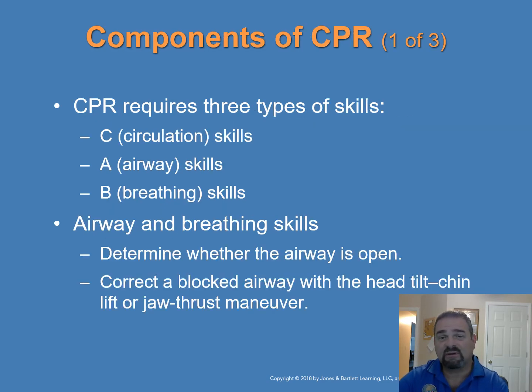All right, so CPR requires 3 types of skills: C for circulation, A for airway, and B for breathing. Airway and breathing skills: the airway management chapter addressed how to determine if the airway is open, and how to correct a blocked airway by using the head tilt, chin lift, or jaw thrust maneuvers. Y'all remember that. And also how to correct the absence of breathing by performing rescue breathing. So we covered that already in the airway chapter. Remember what we did back then. Go back and review as necessary.